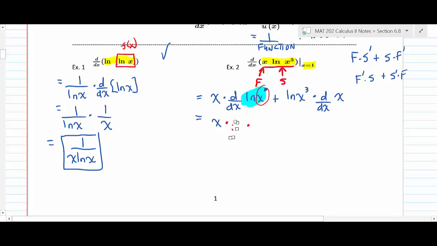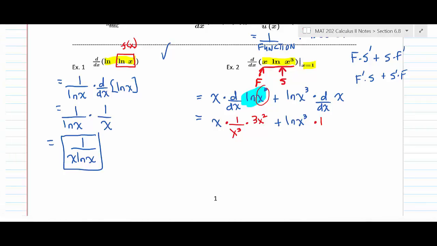Let me erase that and write that a little bit better. So what we're going to do is 1 over the function, okay, like that, and then the derivative of the function is what? 3x squared. So that's what that derivative right there is then. Then we have plus ln of x to the third, and then of course the derivative of x is 1. So that's how that goes. Everybody follow that, okay?